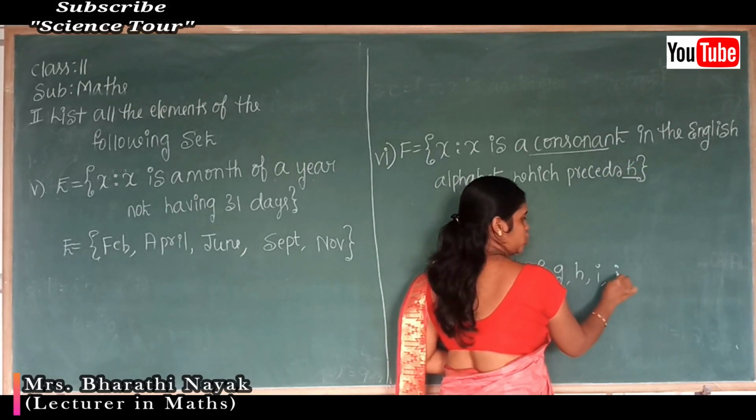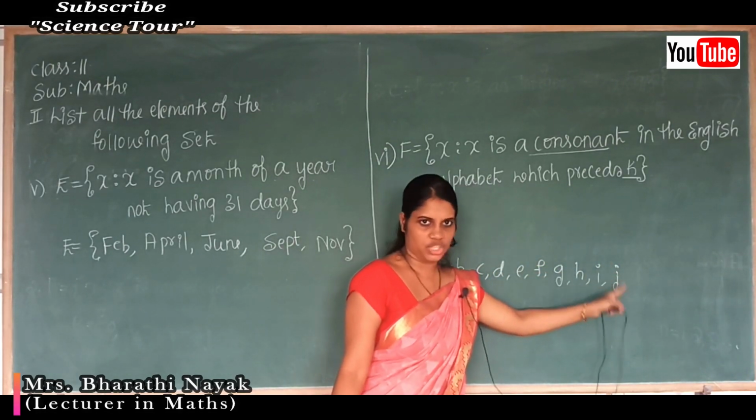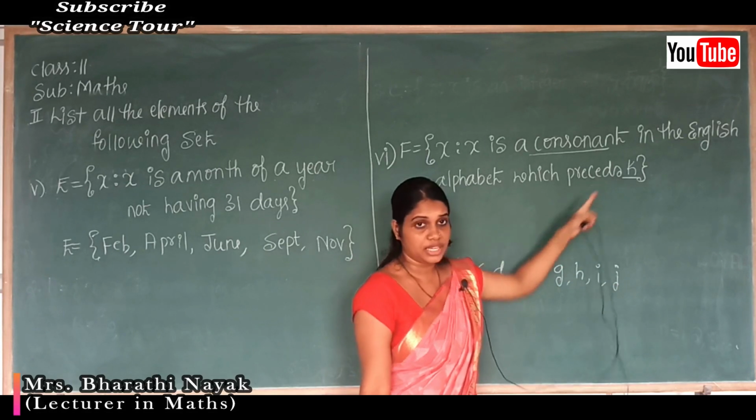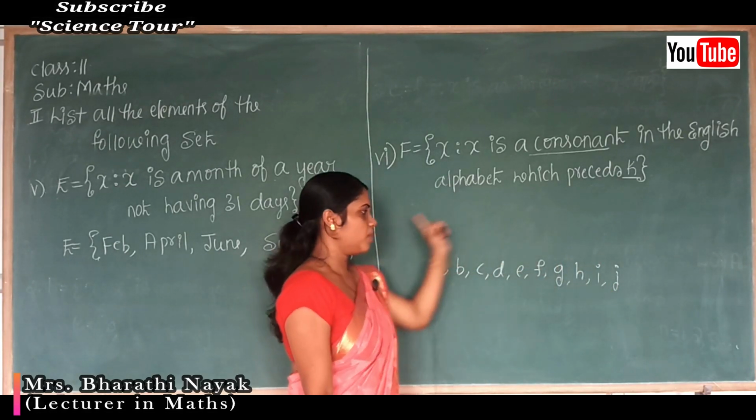Means till J only I have to consider. Okay, what is the previous alphabet? That is J, isn't it? The previous alphabet of K is J. So from A to J, I'll consider English alphabets from A to J.